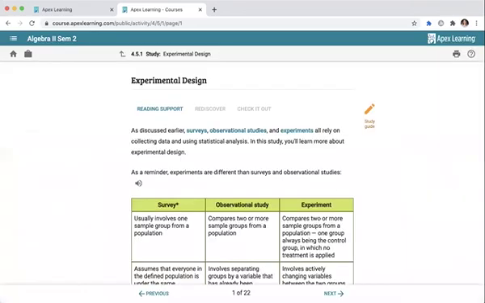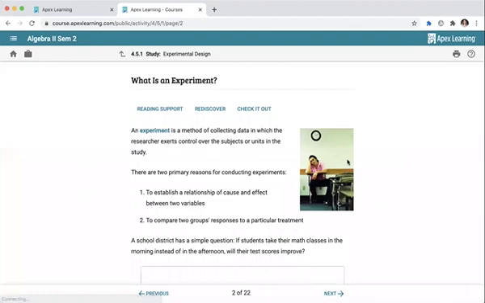Okay, so of course, now we got to talk about what is an experiment. All right, and in general, just talking about it, it is a method of collecting data in which you control the subjects in the study, right? So again, you can make this about people, you can make this about places, things, right?